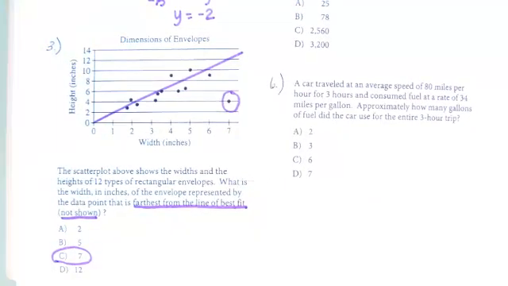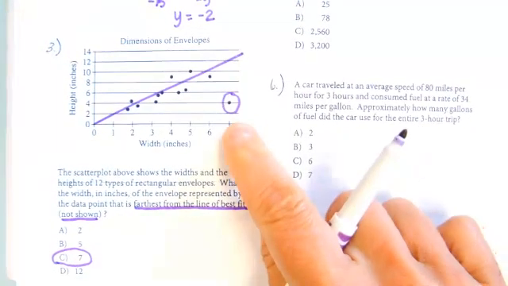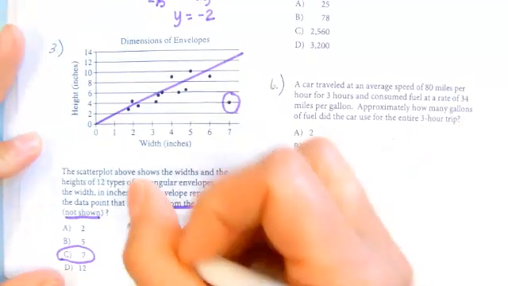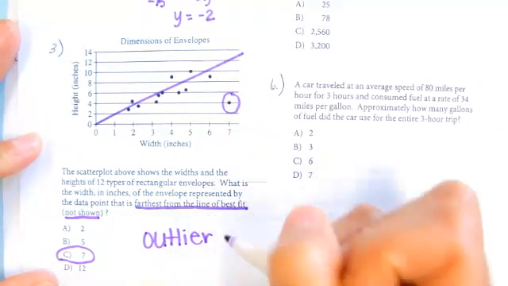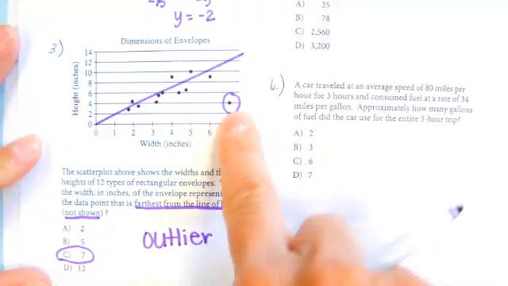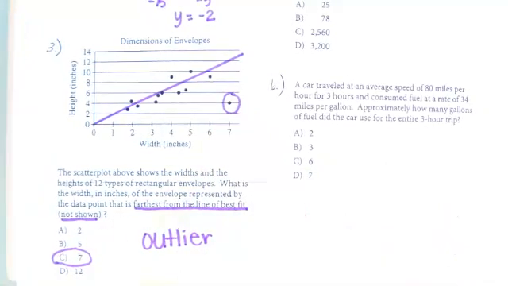And does anyone remember what that is called? They might not say the furthest point. They might call it something that starts with an O, called the outlier. Okay, so if they ask you for the outlier, it's the one furthest away. In this case, it's 7.